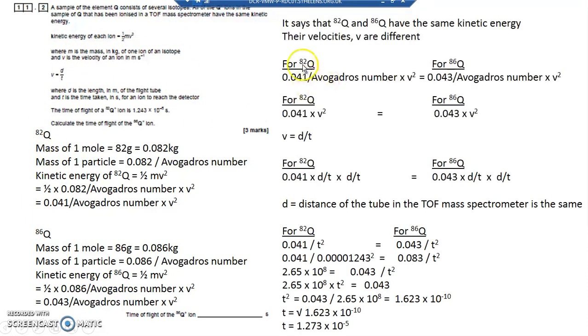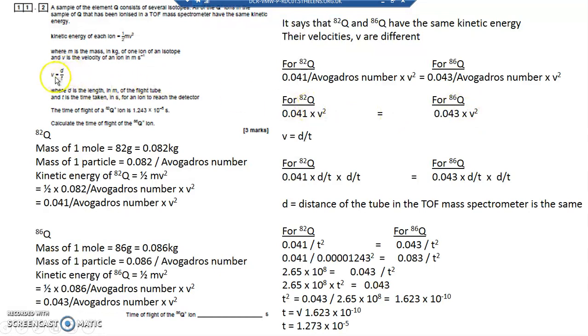is the same. So now I can say 0.041 divided by Avogadro's number times v squared for 82Q equals 0.043 divided by Avogadro's number times v squared for 86Q. I haven't got Avogadro's number, but it doesn't really matter because I can cancel it on both sides. So 0.041 times v squared for 82 equals 0.043 times v squared for 86.